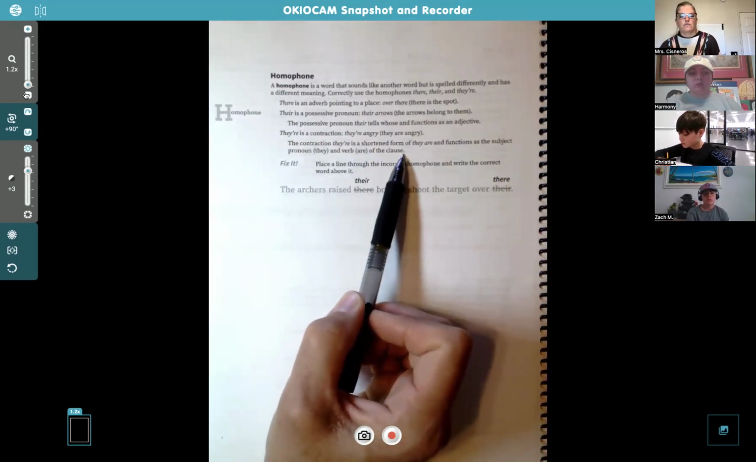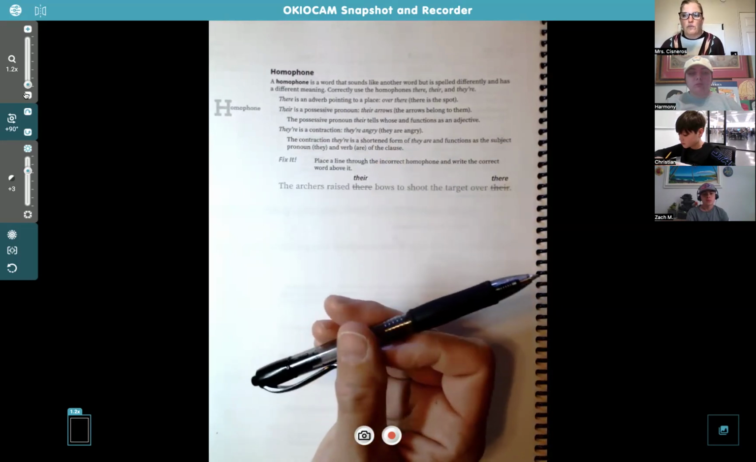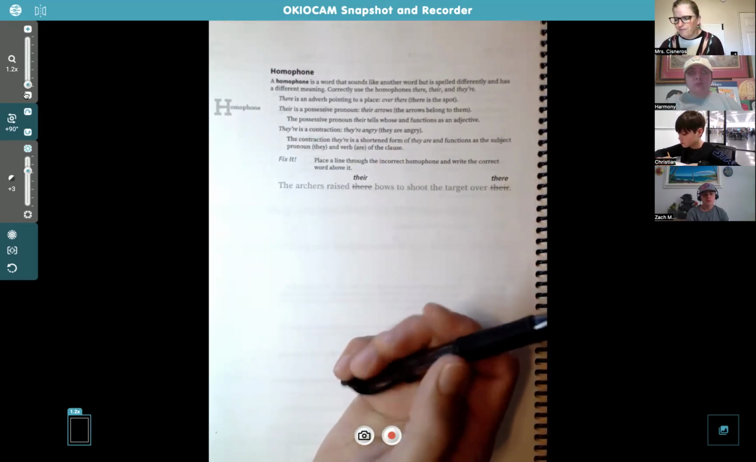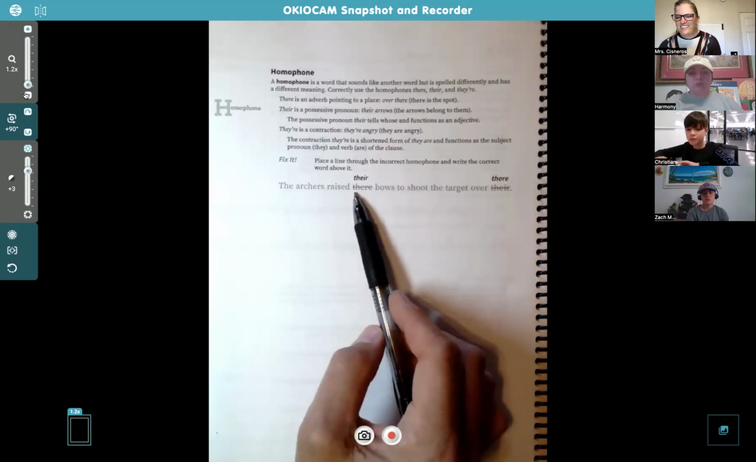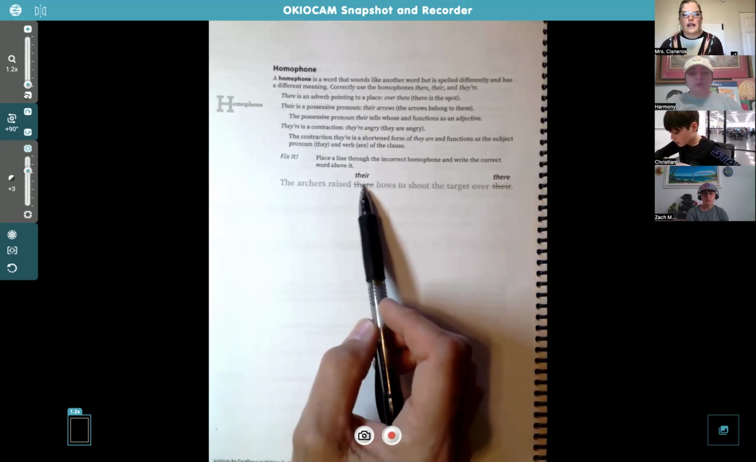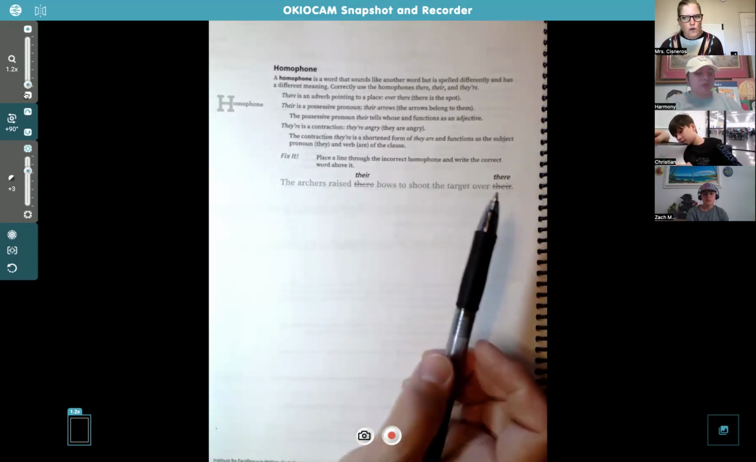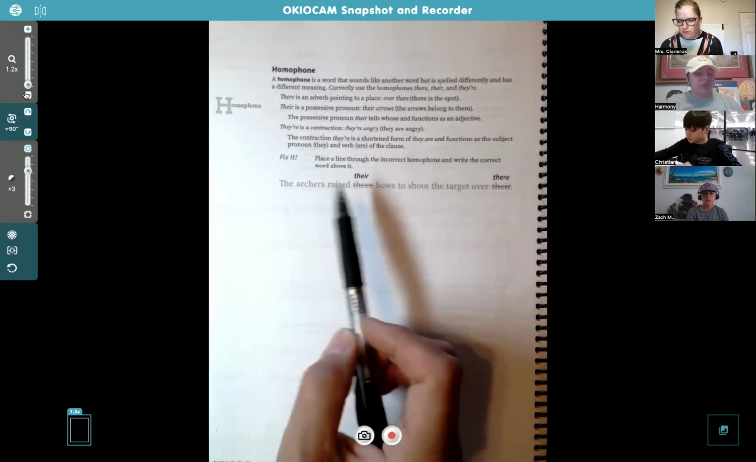So lucky for you guys, in this book, they're going to make mistakes on purpose just for you. Yay! So you're going to find the one that's incorrect, just draw one line through it, and then write it the correct way above it. They're going to do it wrong on purpose. You got to find them and fix it.